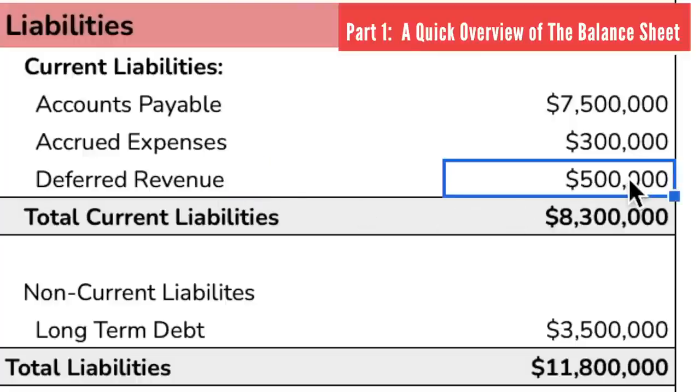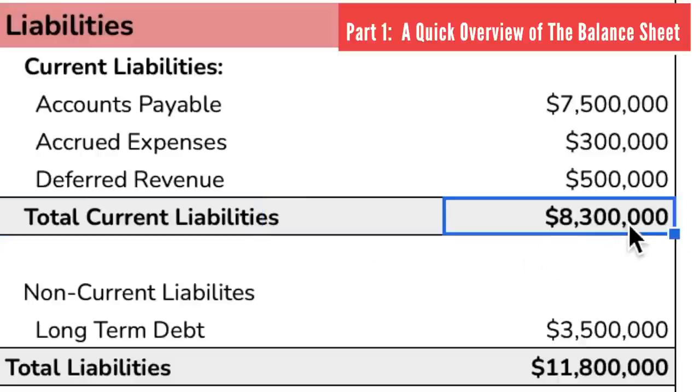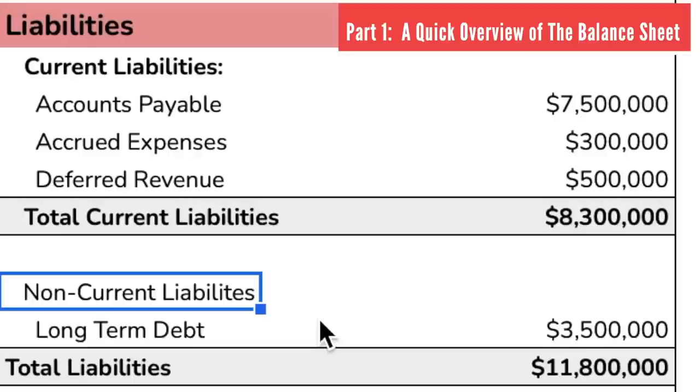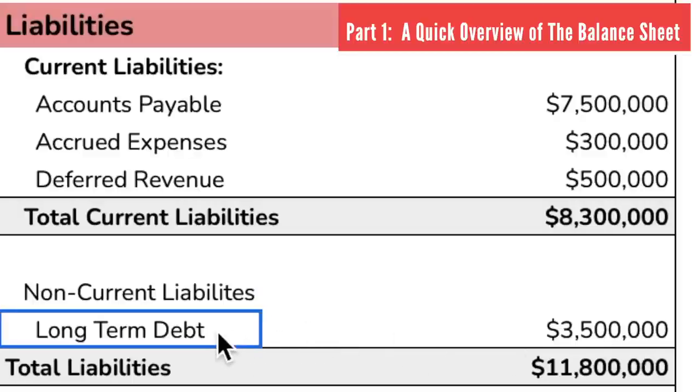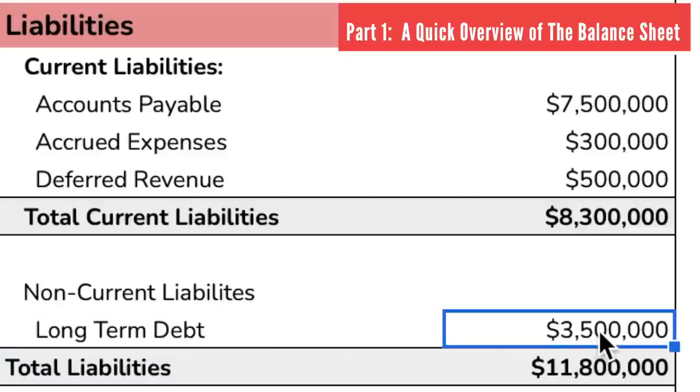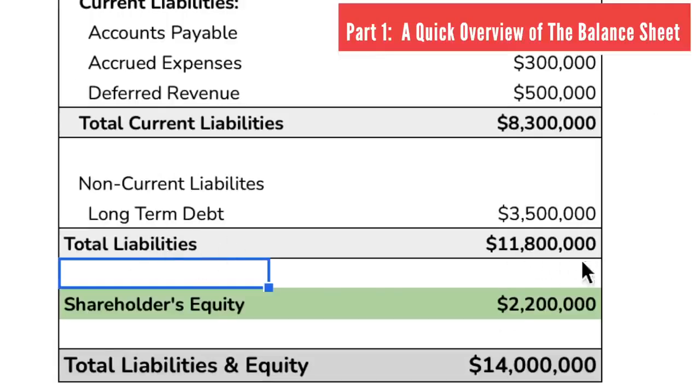And so $500,000 in this case is deferred revenue, and that will give us a total current liabilities of $8.3 million. And then we'll jump over to non-current liabilities, and these are the liabilities that we don't expect to pay for the next 12 months. So here we have a long-term loan or long-term debt of $3.5 million. And that gives us total liabilities of $11.8 million.